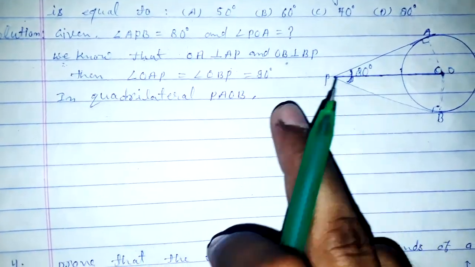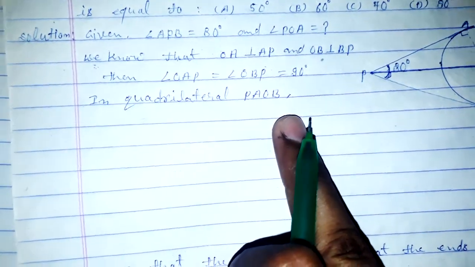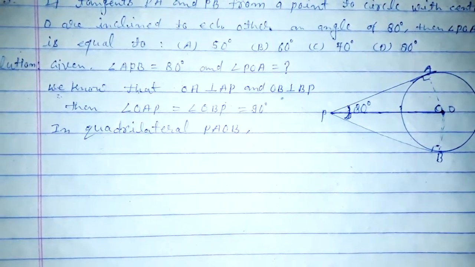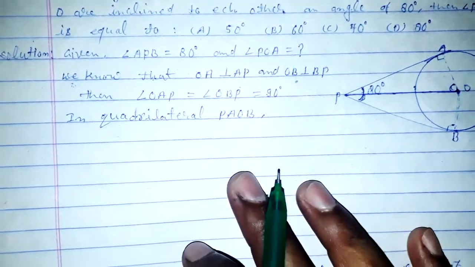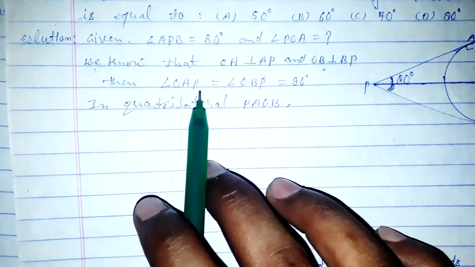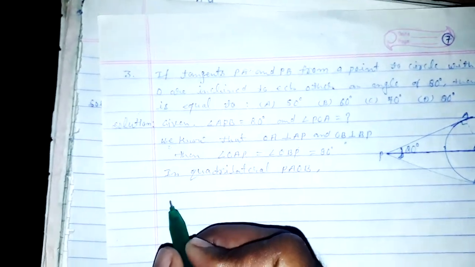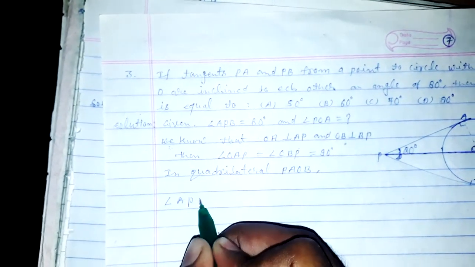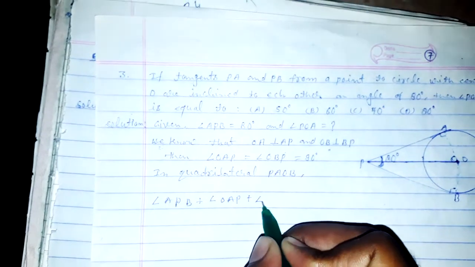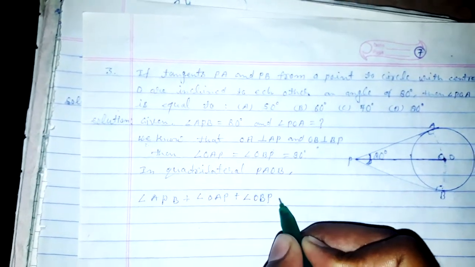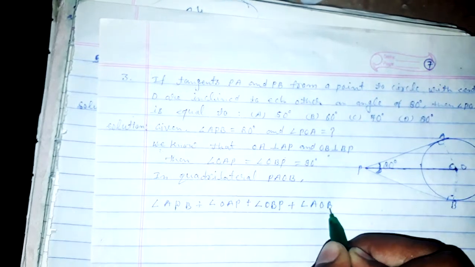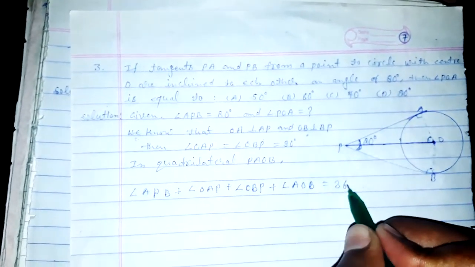So this makes a complete quadrilateral PAOB. Here we use the property of a quadrilateral: the sum of interior angles is 360 degrees. So use the condition angle APB plus angle OAP plus angle OBP plus angle AOB is equal to 360 degrees.